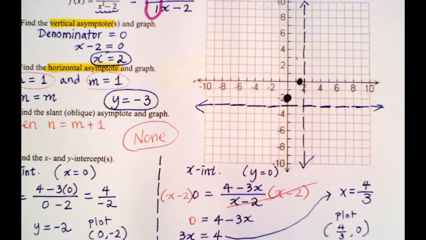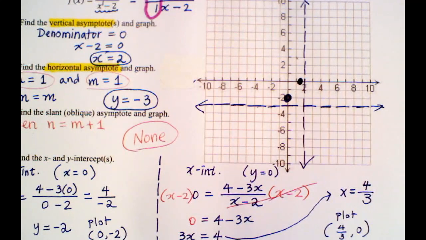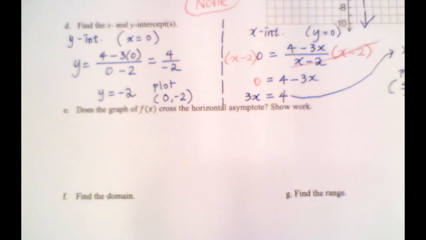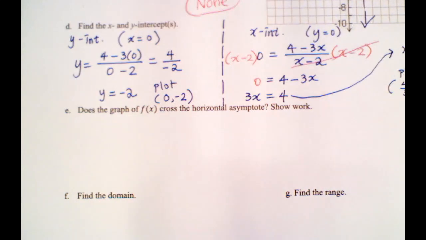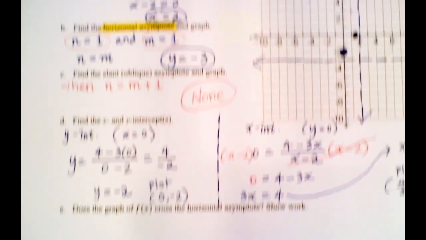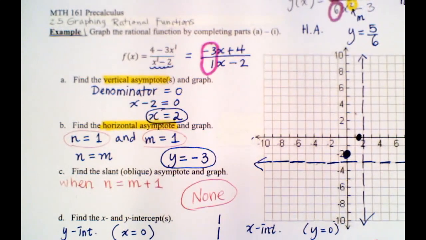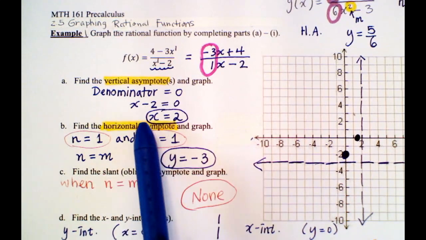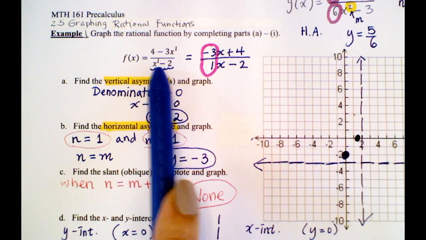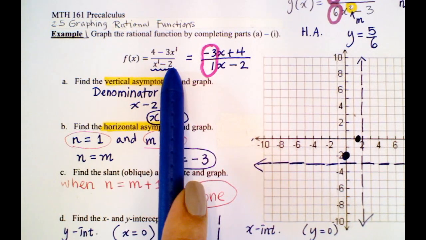All right. Go down to part E. Now this one, I do want you to show work. Okay? You don't just say, oh, it's not going to cross it. Because the thing is, your rational function will never cross the vertical asymptote. Because in order for it to cross it, we have to actually touch that vertical asymptote. But if x is 2, what happened to the function? The denominator will be 0. The function will be undefined.